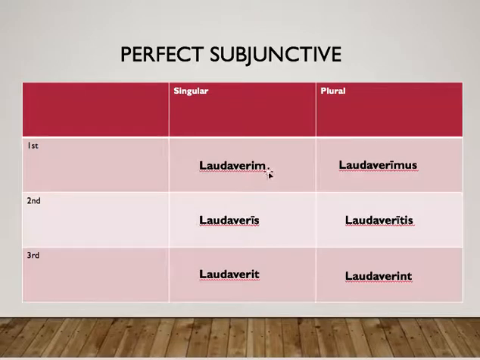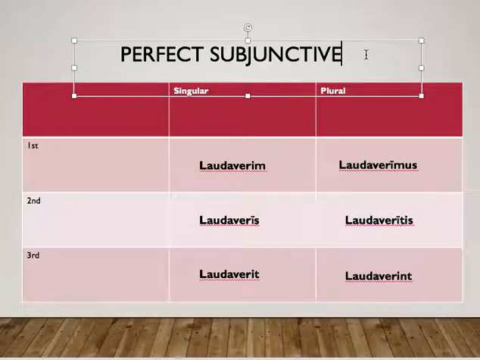So, taking a look at these, whereas in the future perfect indicative we had -ero, -eris, -erit, -erimus, -eritis, -erint. Now that -ero is just changing to -erim, but we've seen these endings before. So when we see the perfect subjunctive, you're just looking for the third principal part plus -erim, -eris, -erit.